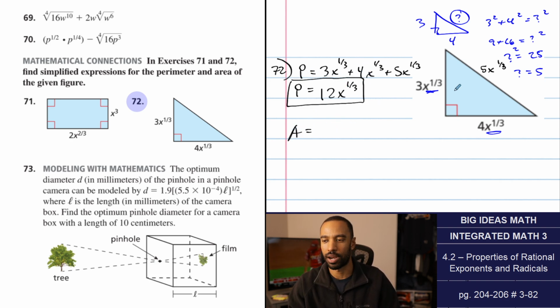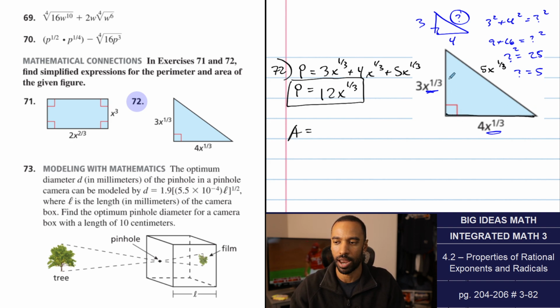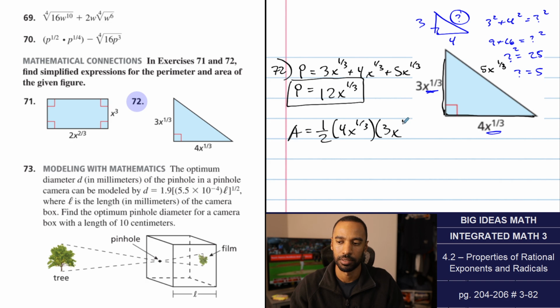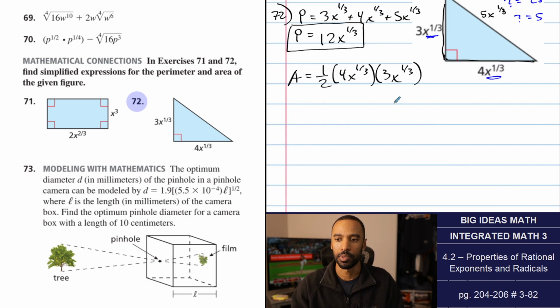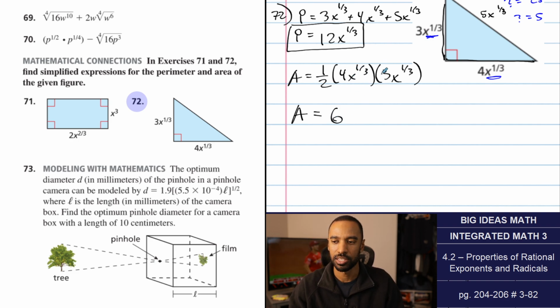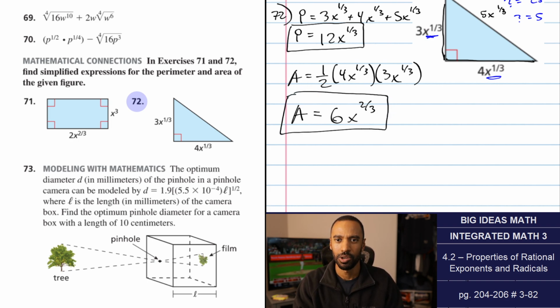Its area is 1/2 base times height, and its base can be 4x to the 1/3. Its height can be 3x to the 1/3. So, 1/2 base times height. Let's start with the numbers. Half of 4 is 2. 2 times 3 is 6, so we have that. And this is x to the 1/3 times x to the 1/3. That's x to the 1/3 squared, or x to the 1/3 plus 1/3, which is x to the 2/3 power. We're going to leave area just like that. I'm going to leave it alone. It's all good.